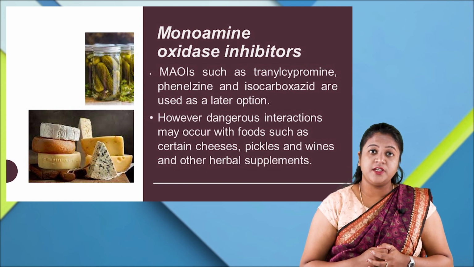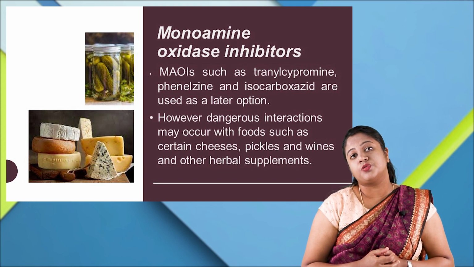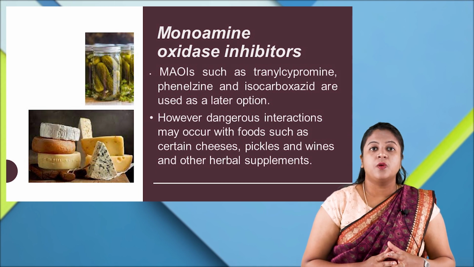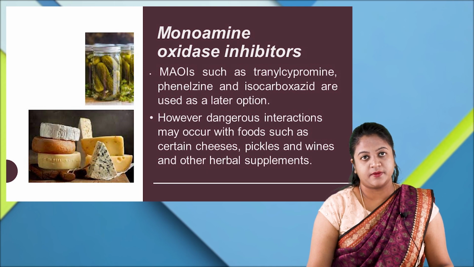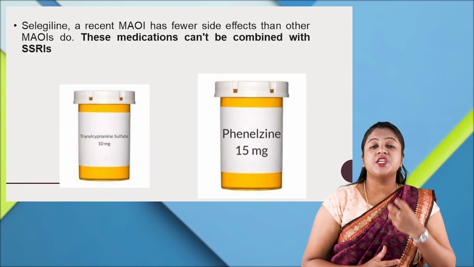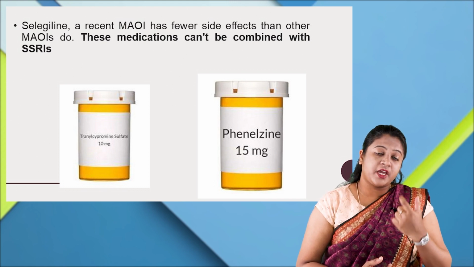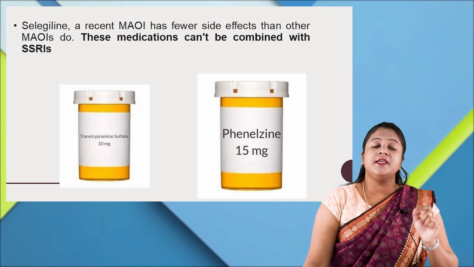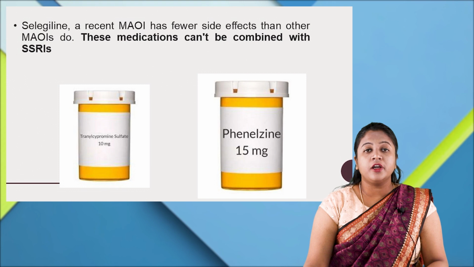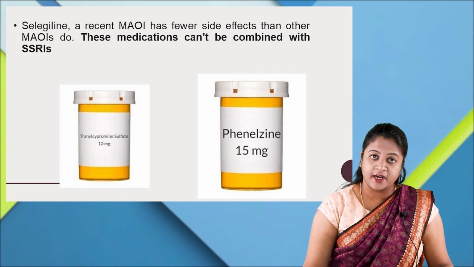These drugs can also cause severe drug interactions if the patient takes certain food items, right? Especially when the patient is on the MAOI group of drugs, you have to educate the patient to avoid food substances like certain cheese, pickles, wines and herbal supplements. We have a drug, selegiline, which is a recent MAOI with fewer side effects than the other MAOI drugs. When these new generation MAOI drugs are used, they should not be combined with other antidepressant agents like the SSRI drugs.